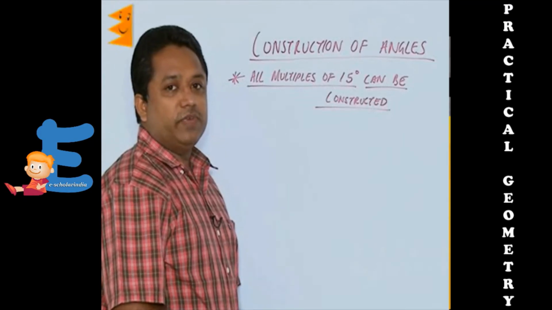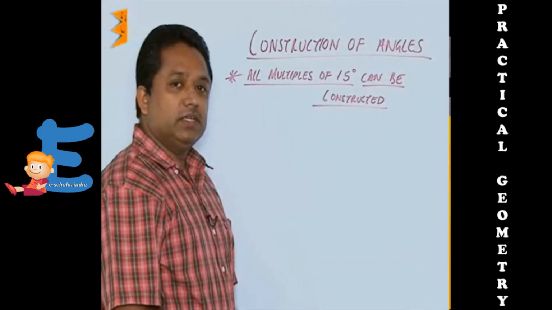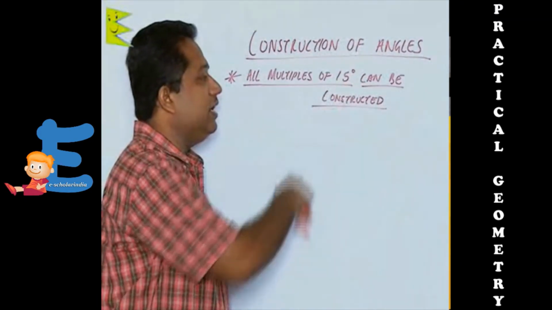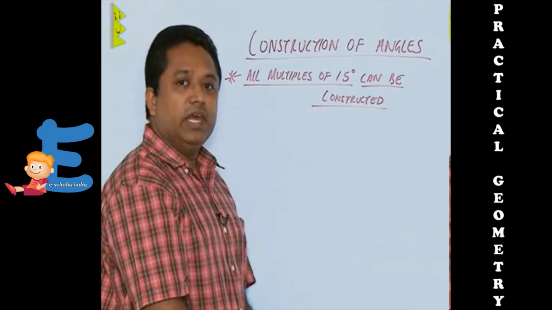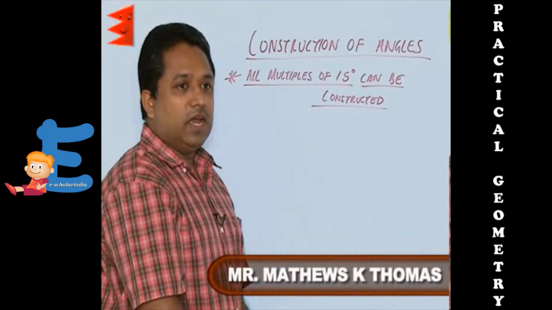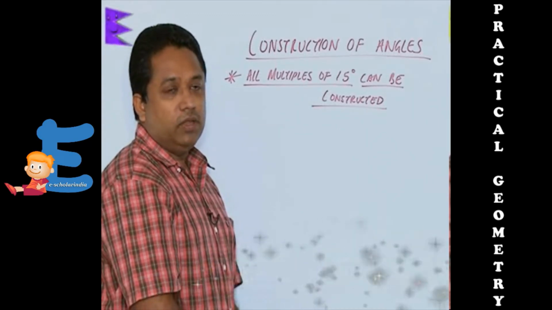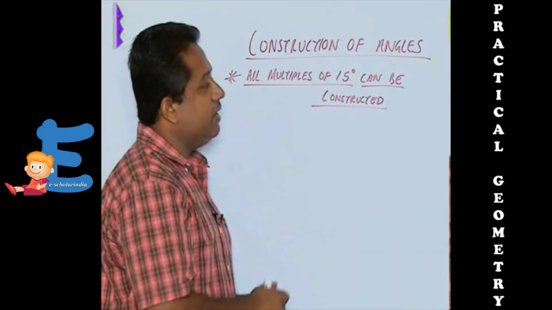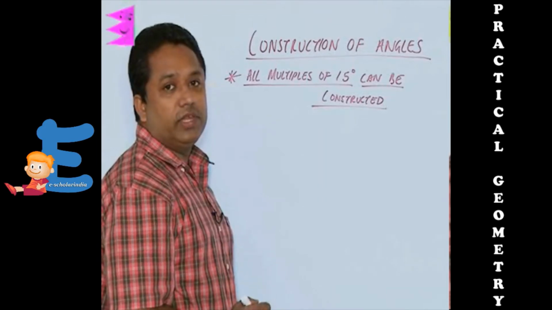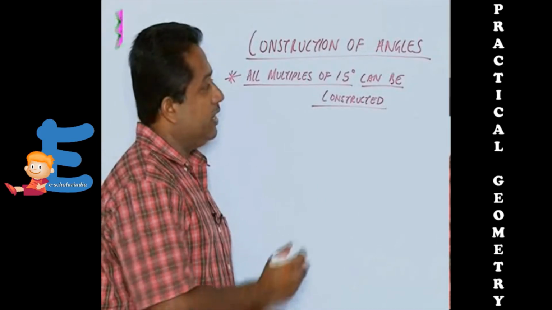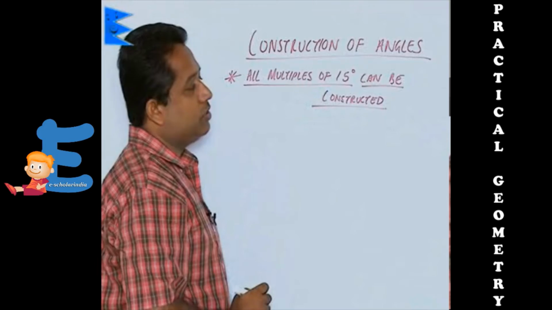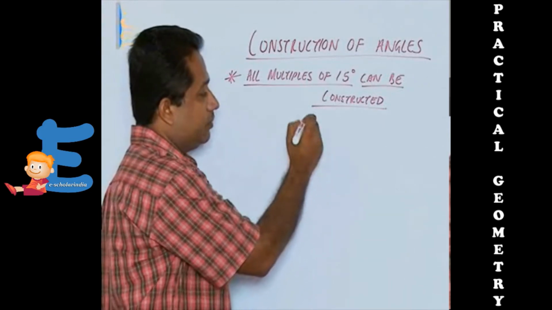Now we come to the case where we'll have to construct some angles. All multiples of 15 degrees can be constructed with the help of a compass and scale. The other angles you can use a protractor and directly draw. But when you are getting multiples of 15, that can be constructed with the help of a compass. So let us try out the different values which can be constructed.